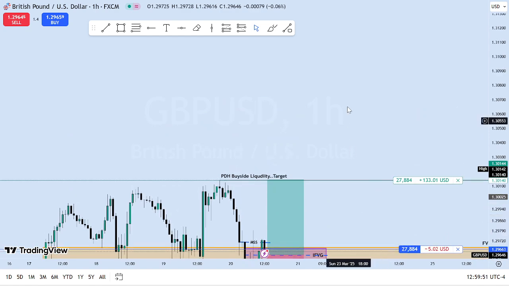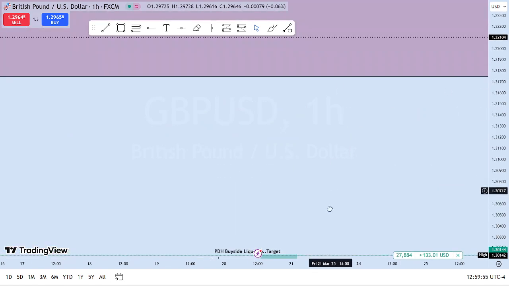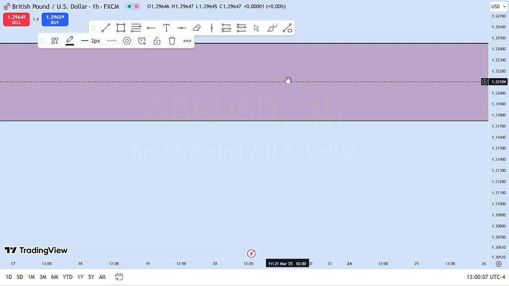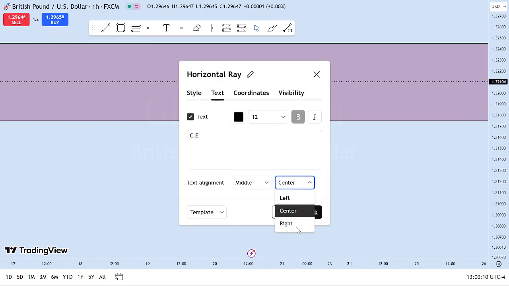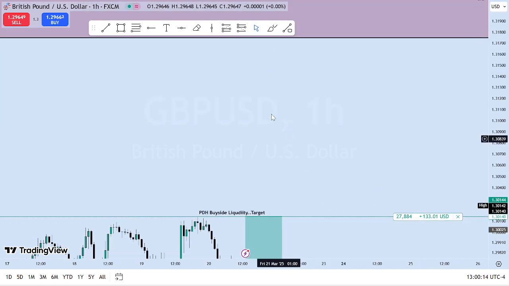Then coming week, we have our daily. This is the daily premium, with the daily CB, sell side imbalance, buy side inefficiency. So we are anticipating price delivery inside this consequent encroachment here of the daily consequent encroachment CB.